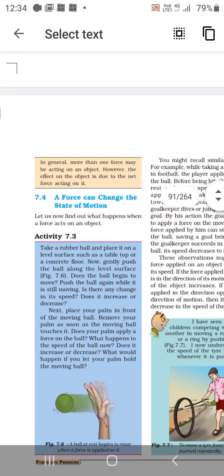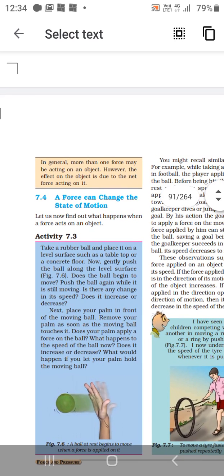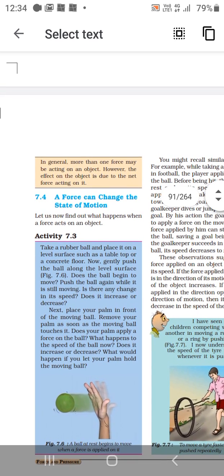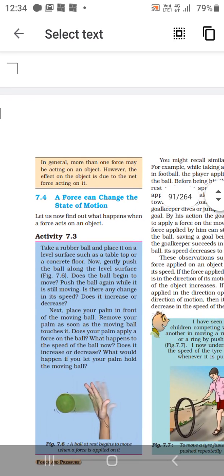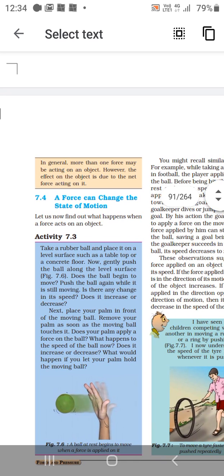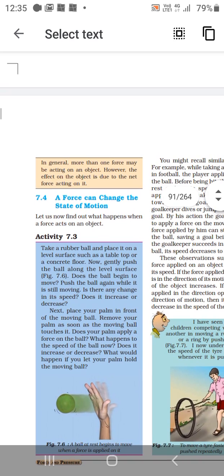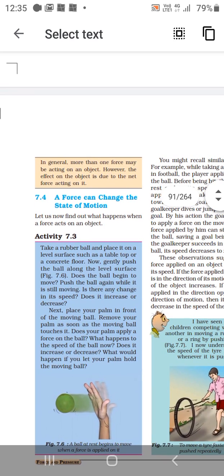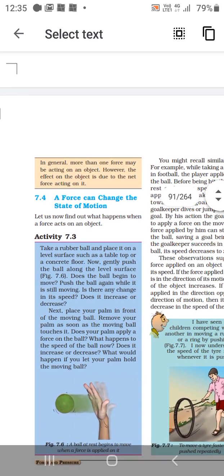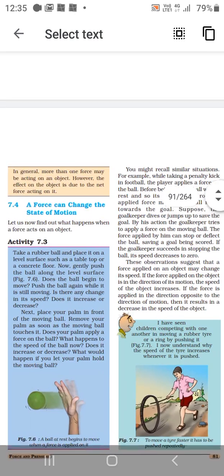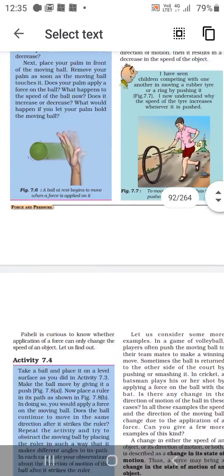Once again, if the force is applied in the same direction as the object is moving, then it increases the speed. If the force is applied in the opposite direction of the moving object, it decreases the speed of the moving object.